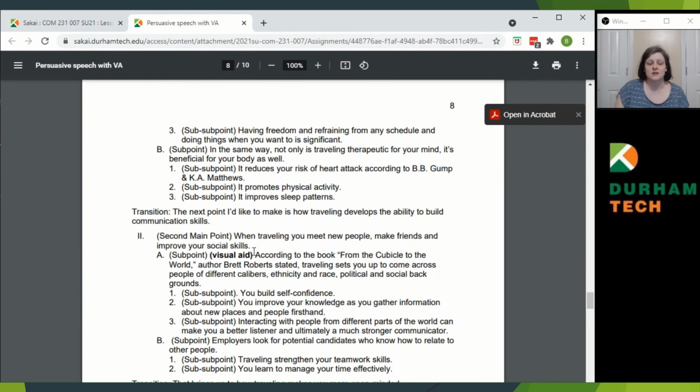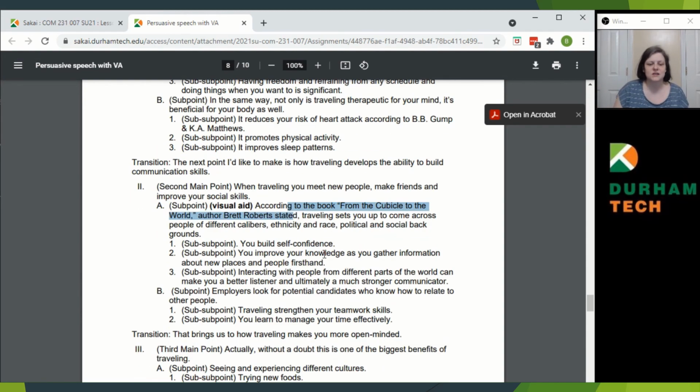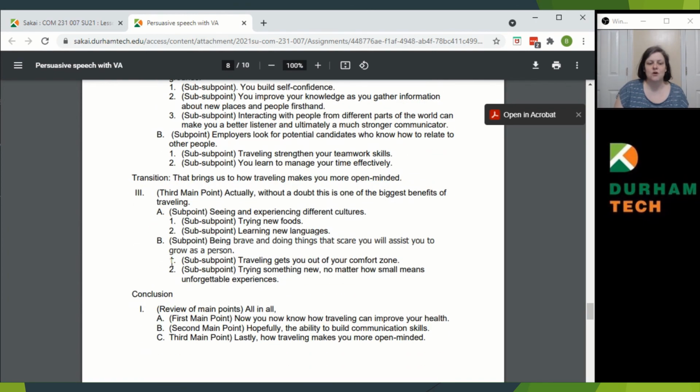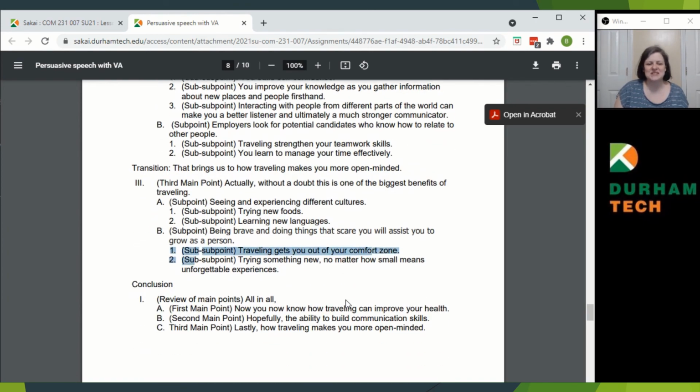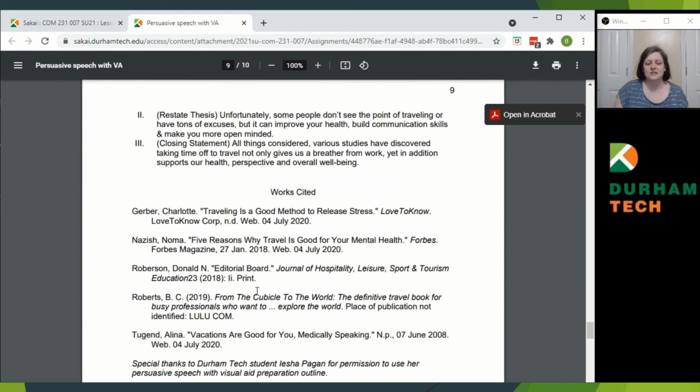Awesome. And here's another one, a visual aid. According to the book From the Cubicle to the World, author Brett Roberts talks about you building self-confidence, strengthening your teamwork skills, etc. Again, no lonely subpoints, they're all together. Having the work cited here. Vacations, I keep saying vaccinations. Vacations are good for you, medically speaking. Now this is a website, that's fine. This is in print. This is Forbes magazine, great.